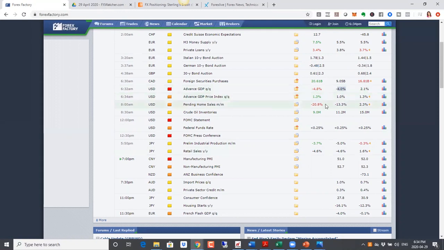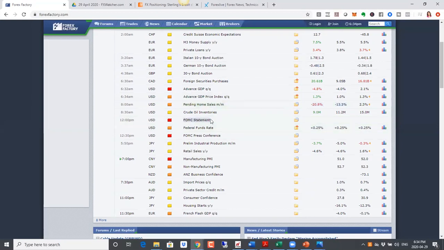And then the pending home sales number was substantially lower. So this is a problem. And of course, that was reflected in the US dollar pricing. The US dollar has been hit today, and it's been on a downtrend for the last little bit.